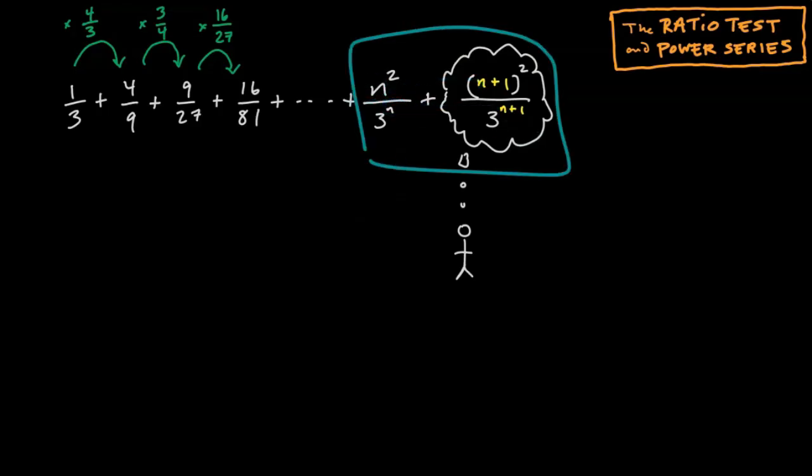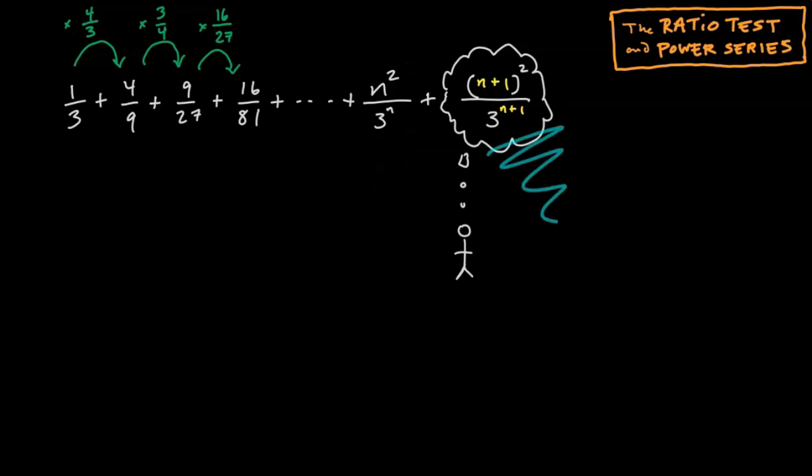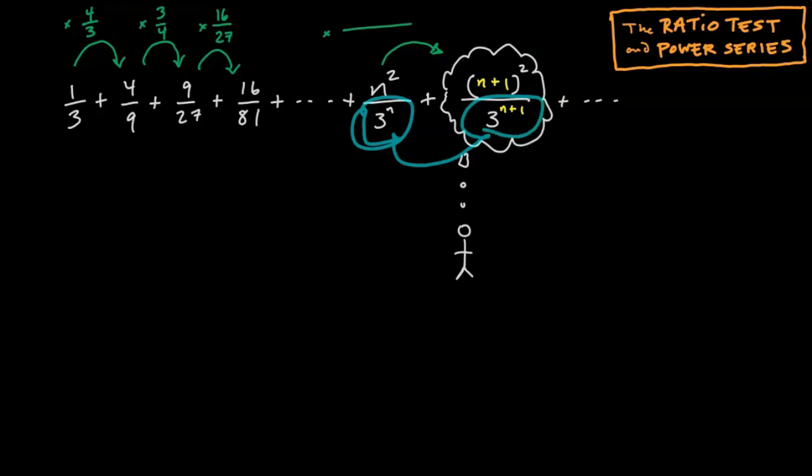Anyway, what would the multiplier be to get us from this general term to its successor? Let's think it through. Well, we've got this fraction, and we're turning it into this fraction. Of course, we're going to be multiplying by some fraction. The bottom is the easy part. Downstairs, we're going from 3 to the n to 3 to the n plus 1. We have n copies of 3 here and n plus 1 copies here. So we get from here to here simply by multiplying by 3. So I know I'm going to need a 3 downstairs. But what about upstairs? That's a little trickier.